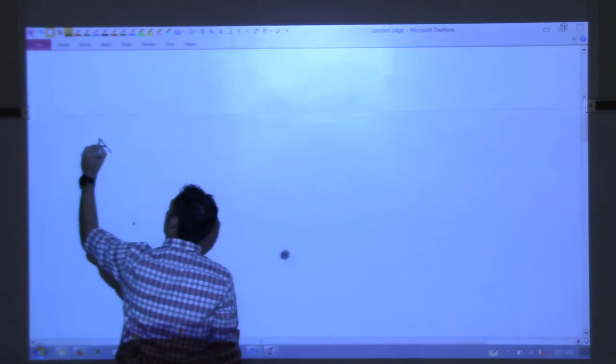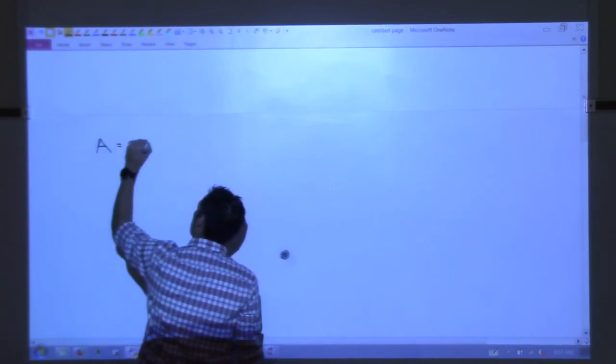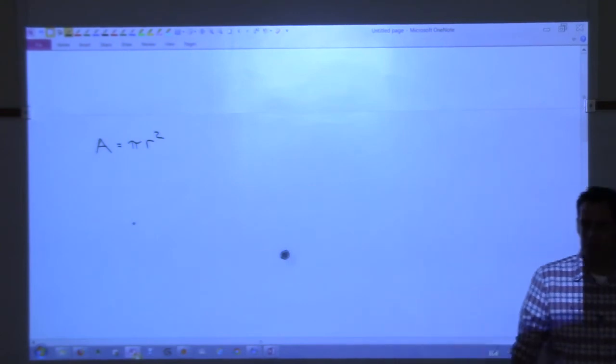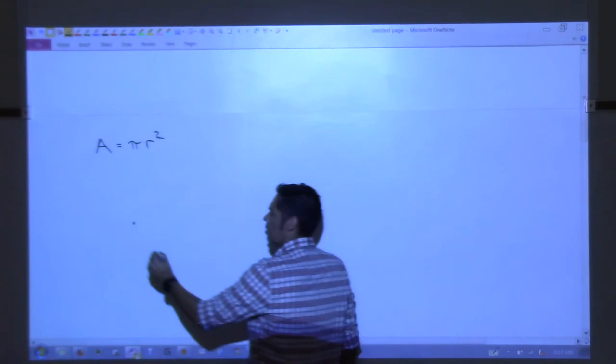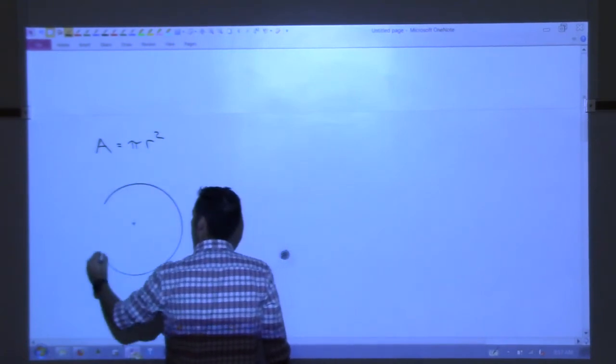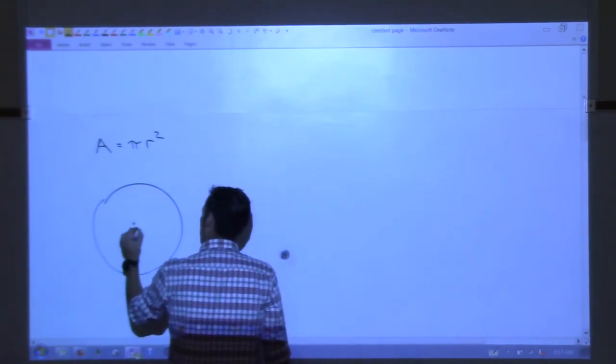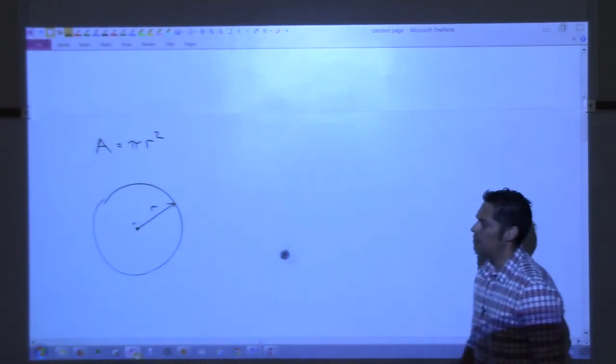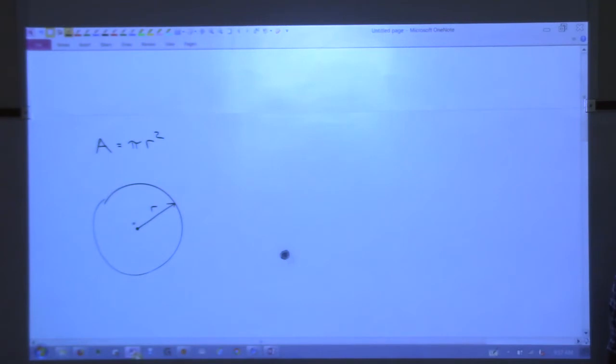How about this formula? Area is pi r squared. That's an equation, right? We've known that for a long time. That's the area of a circle, isn't it? So if I have a circle of radius r, that formula will give me the area of that circle. Yes?